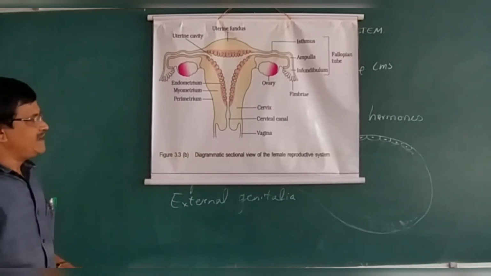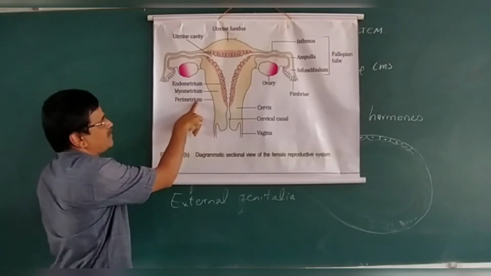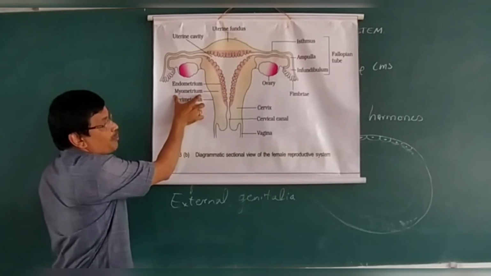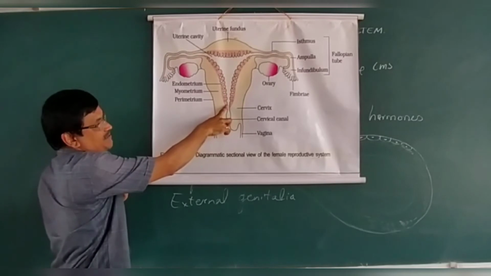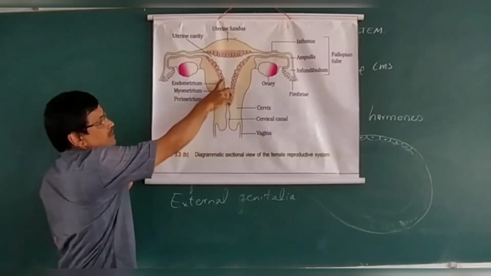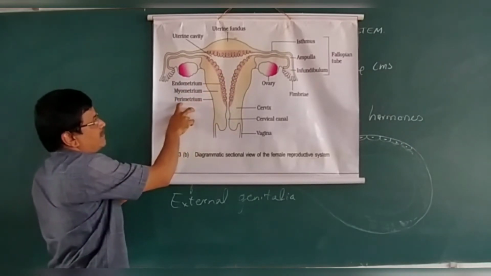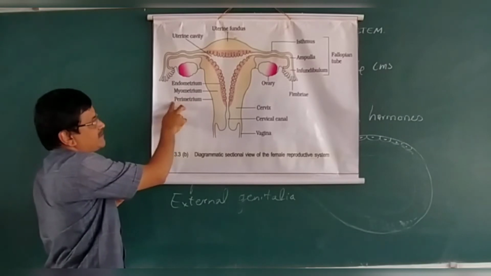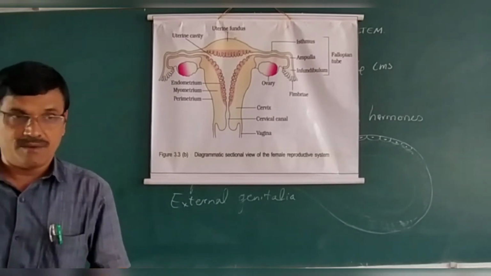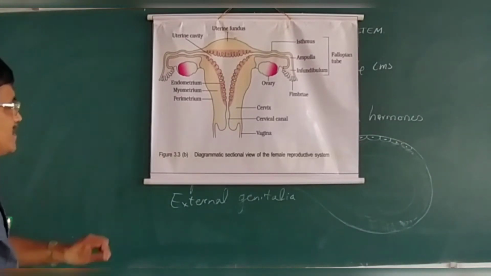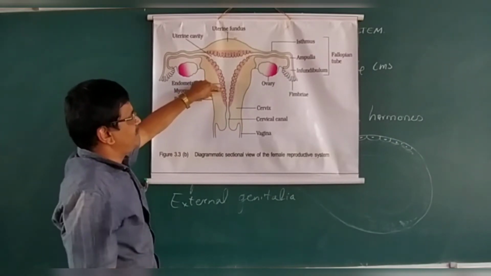The wall of the uterus is made up of three layers. The outer layer of the uterus is known as perimetrium, and the middle layer is known as myometrium, and the inner layer, which is facing towards the lumen of the uterus, is known as endometrium. Among these three layers, the middle layer, myometrium, is made up of smooth muscle fibers. It is made up of smooth muscle tissue, and it is the thickest layer.